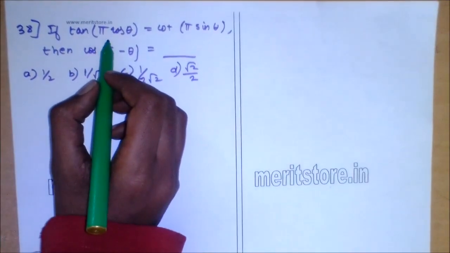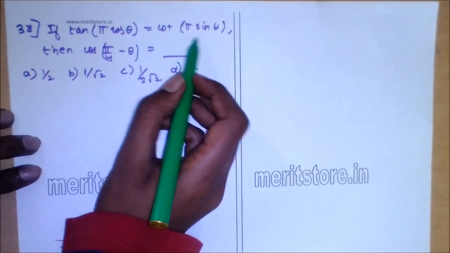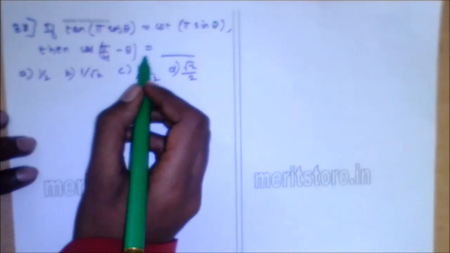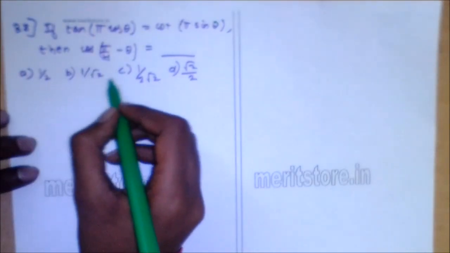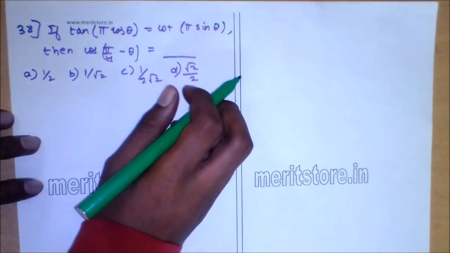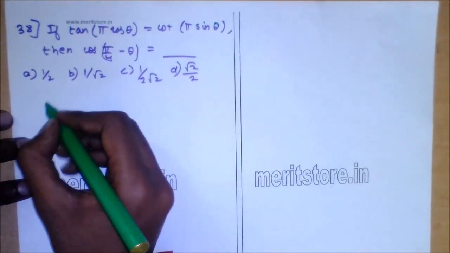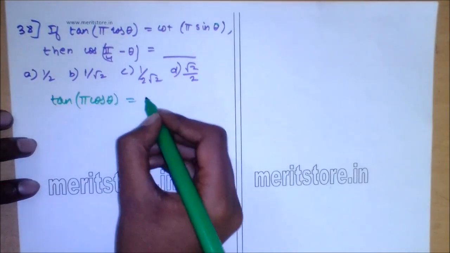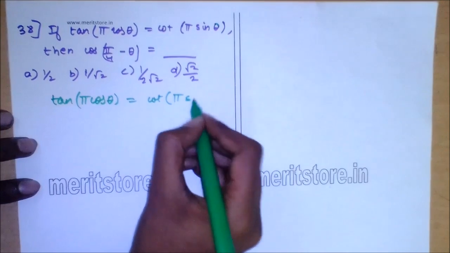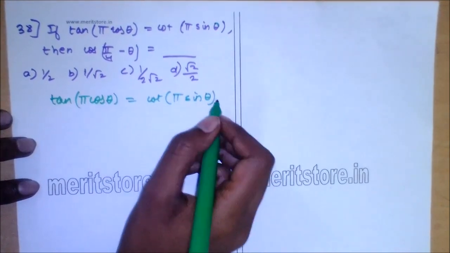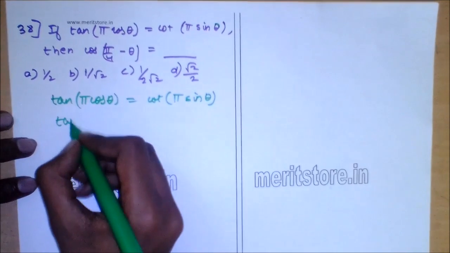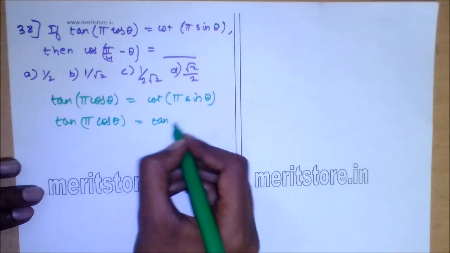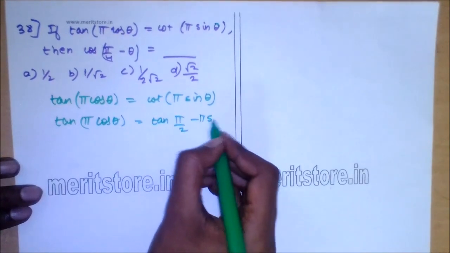If tan of pi cos theta is equal to cot of pi sin theta, then find cos of pi by 4 minus theta. The options are half, 1 by root 2, 1 by 2 root 2 and root 2 by 2. So first we consider the equation tan of pi cos theta equals cot of pi sin theta. Now cot theta is tan of pi by 2 minus theta. So this can be written as pi cos theta equals tan of pi by 2 minus pi sin theta.